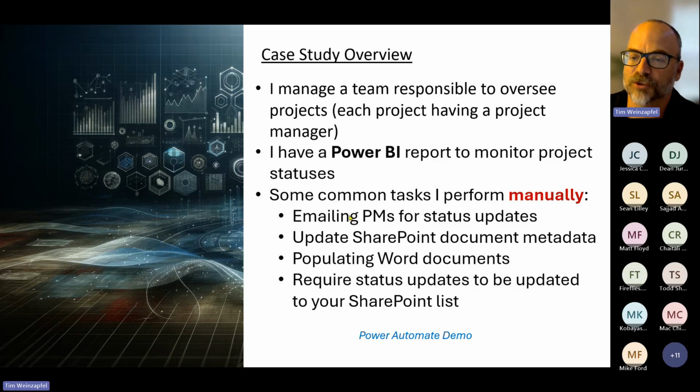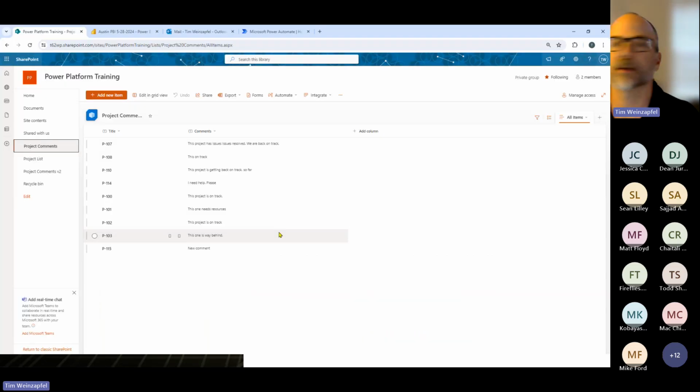These are some common tasks that I do. I have to email project managers for status updates. I have to update SharePoint documents. I'm going to ignore this third one because although you can populate Word documents with Power Automate from Power BI data, I'm not going to get into that today. And then there are some other tasks that I have to do. I have to update status updates. So much of this is manual. So let's jump over to my sample report here.